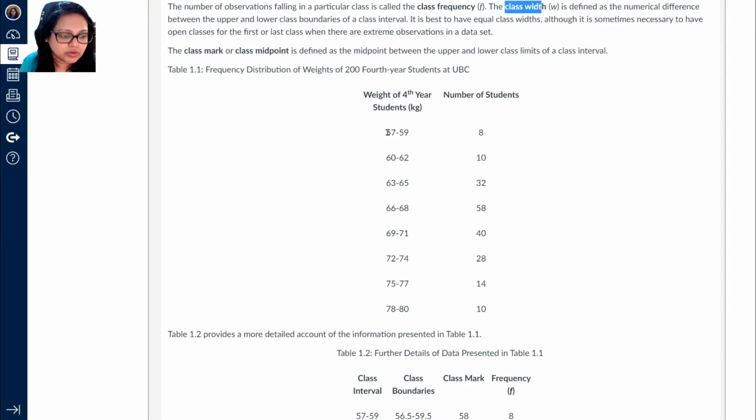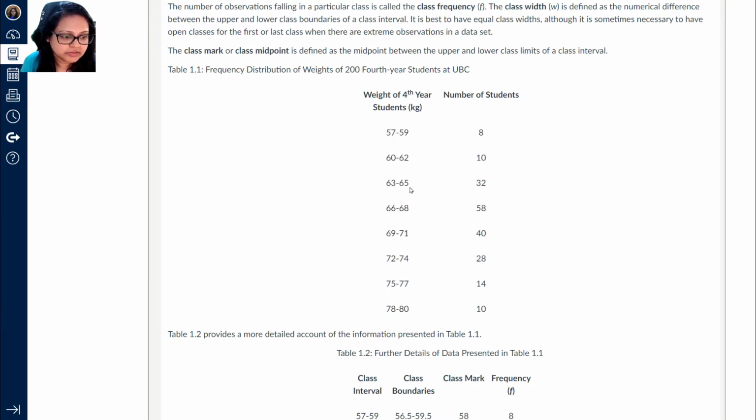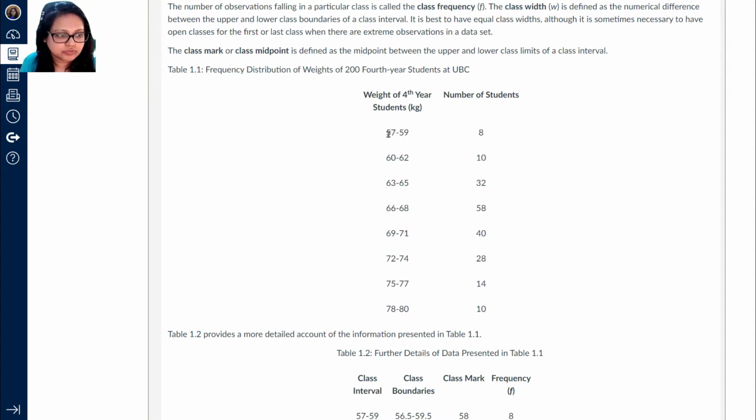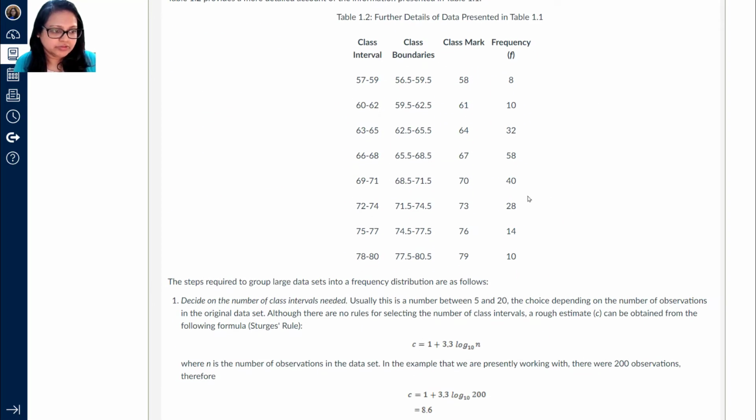How would we know how many classes there will be? You can see we have 3, 4, 5, 6, 7, 8 groups, and each of those groups has some width. The width is 2. So how would we know how many classes, that means groups, there will be? Also, what would the width be? There are some rules that we can follow so that we can create this frequency table.